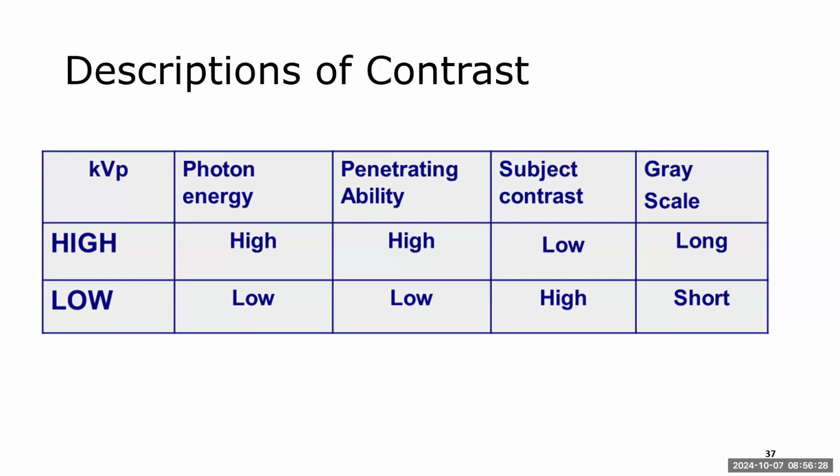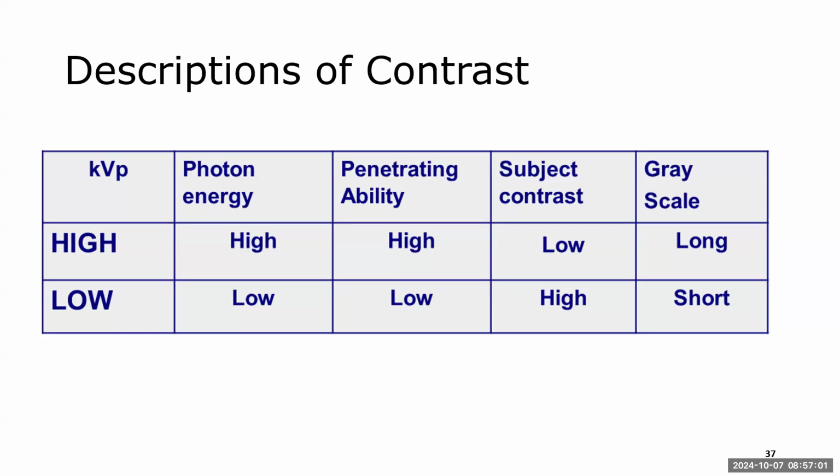Low kVp means the photon energy is going to be low. There's going to be lower penetrating ability. Subject contrast is going to be high and the grayscale is going to be short. Just like the higher kVp creates a more uniformly penetrated image, meaning more photons are making it through, so it's going to be more uniform looking, which means the brightness levels are getting closer together, which means contrast is lowering. The opposite holds true for low kVp.